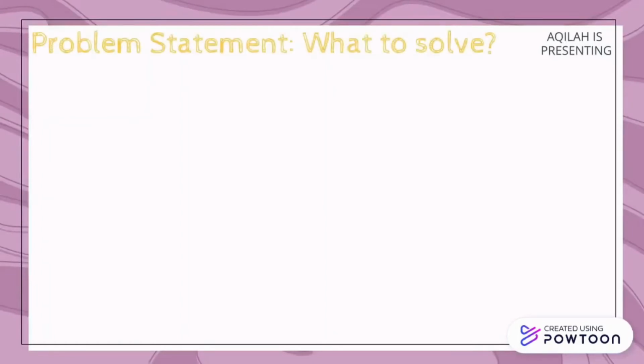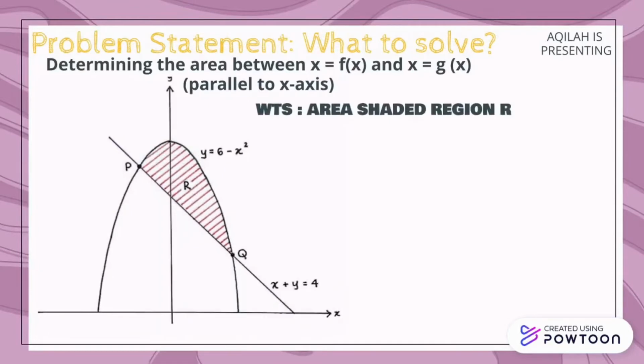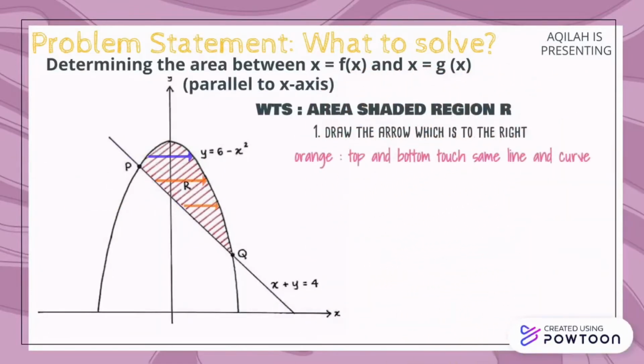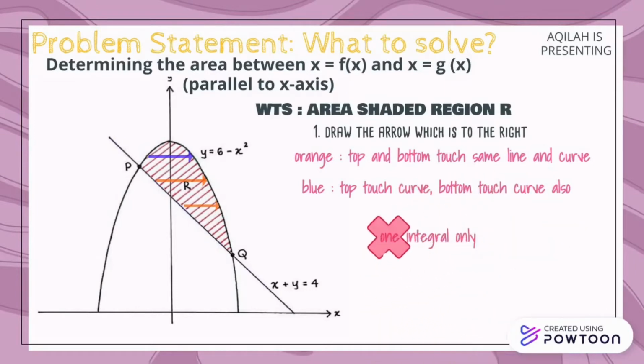Here I will show you the second method using parallel to the x-axis. Number 1, draw the arrow which points to the right. The orange one, top and bottom touch the same line and curve. The blue one, top touches the curve and the bottom touches the curve also. It shows that there is not only one integral.